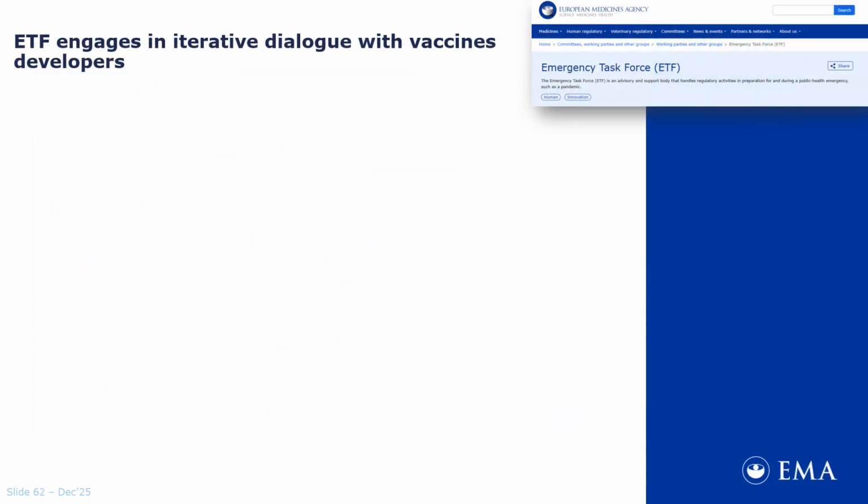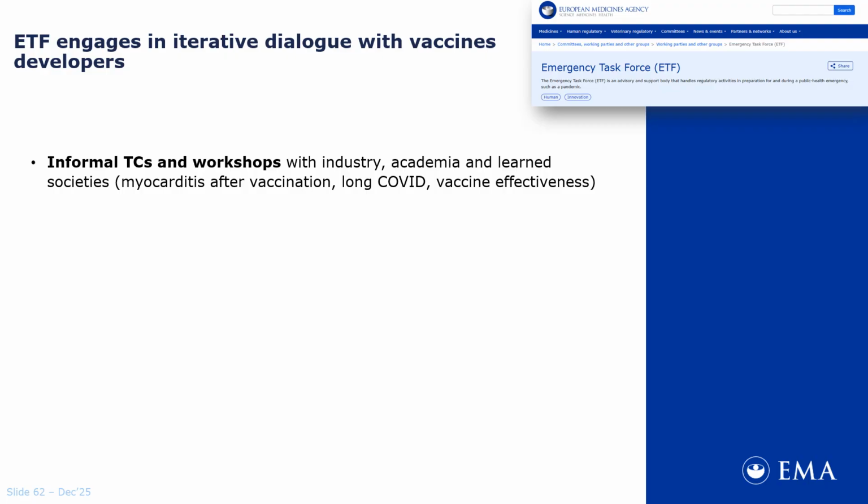ETF plays an important role in maintaining continuous, iterative dialogue with vaccine developers. This includes informal teleconferences and dedicated workshops with industry, academia, and learned societies, for example on myocarditis following vaccination, long COVID, or vaccine effectiveness. ETF also supports early interactions on infectious pathogens, chemical, biological, and radionuclear threats, and antimicrobial resistance.